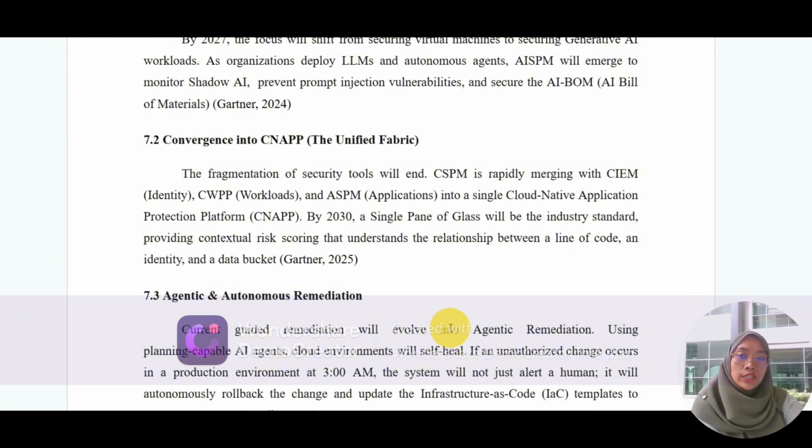And as organizations deploy LLMs and autonomous agents, this will emerge to monitor shadow AI, prevent injection vulnerabilities, and secure the AI bill of materials.